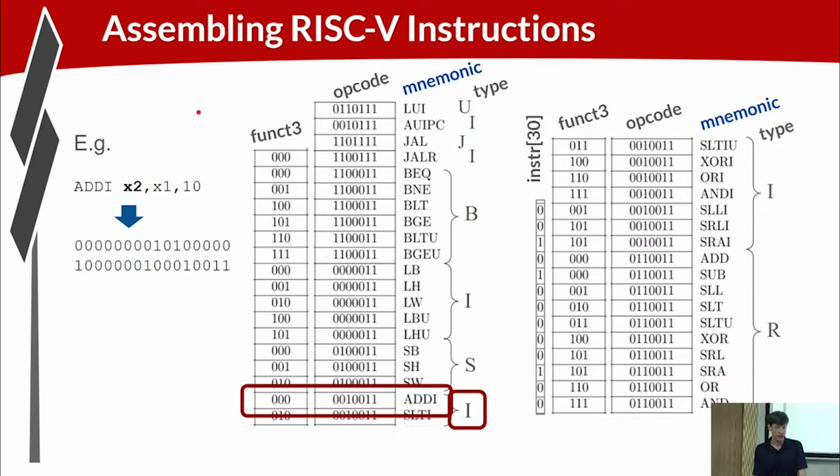So let's look here at how to assemble a RISC-V instruction. We'll take as an example this addi x2 (destination), x1 (source), and an immediate value of 10. Assembling an instruction is the process of taking this form and turning it into bits. So we can start with this table. We have an addi instruction. Let's find addi. It's here. That tells us that we need these opcode bits and these func3 bits. We can also tell from this table that this is an I-type instruction.